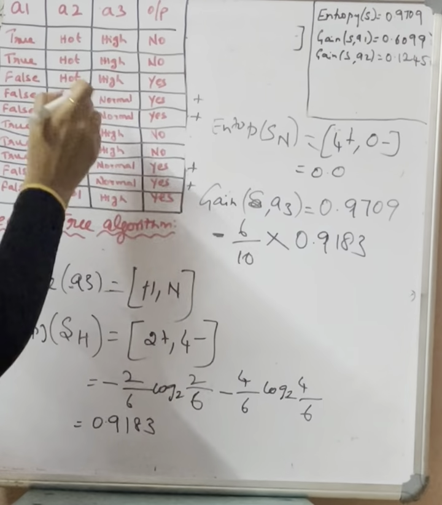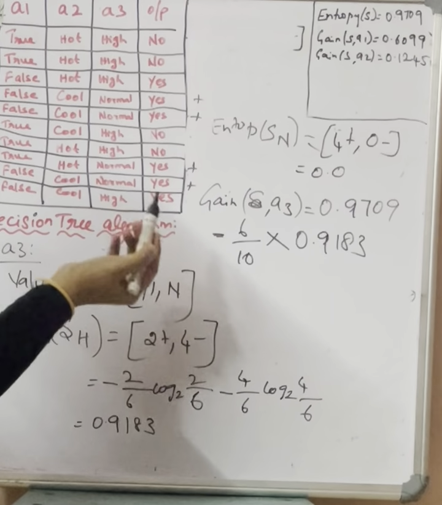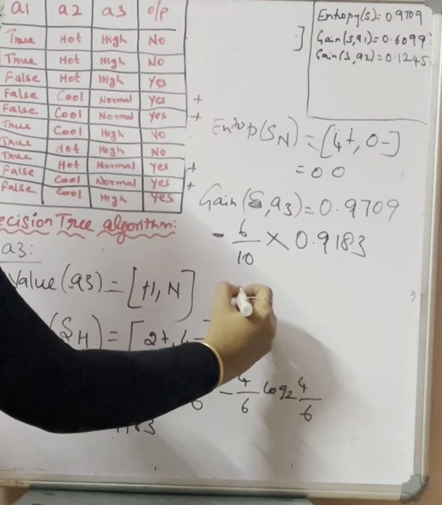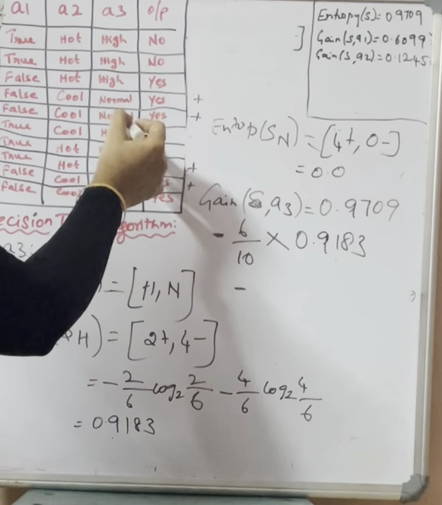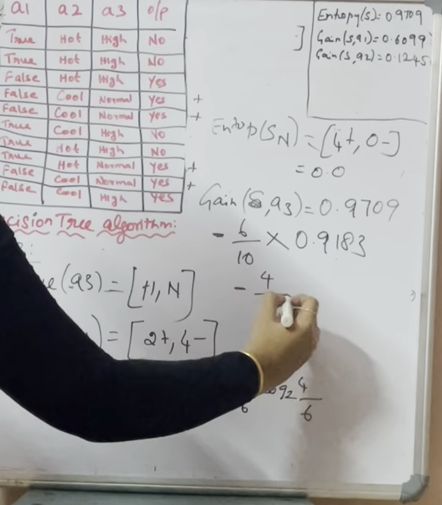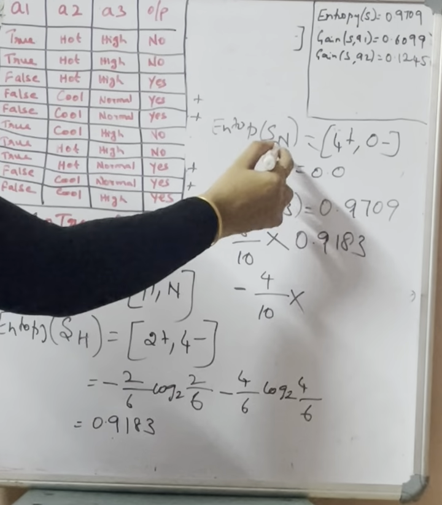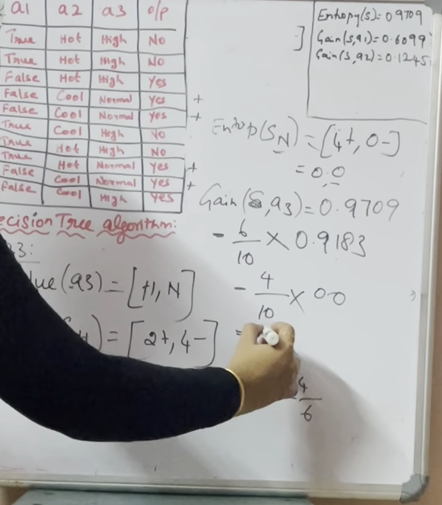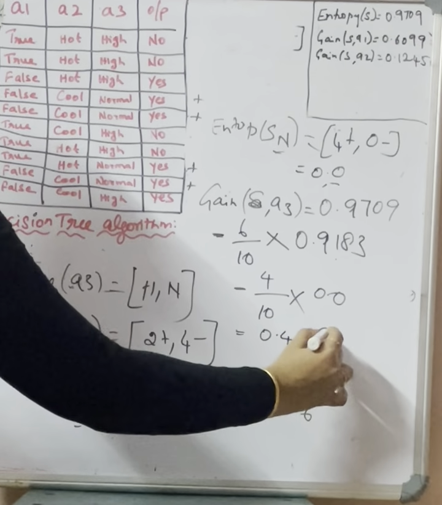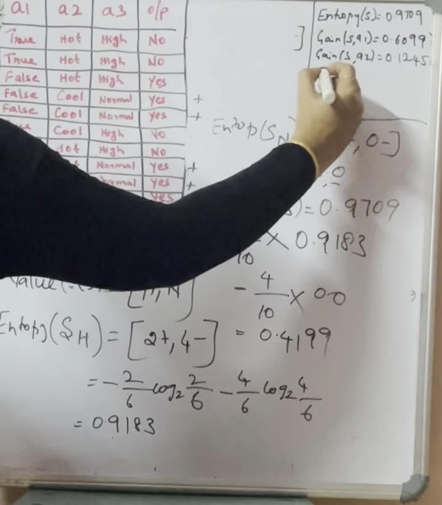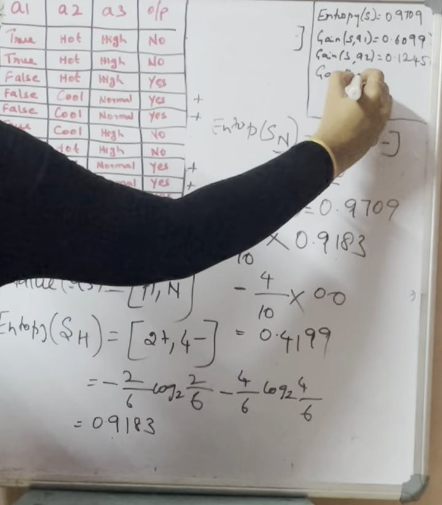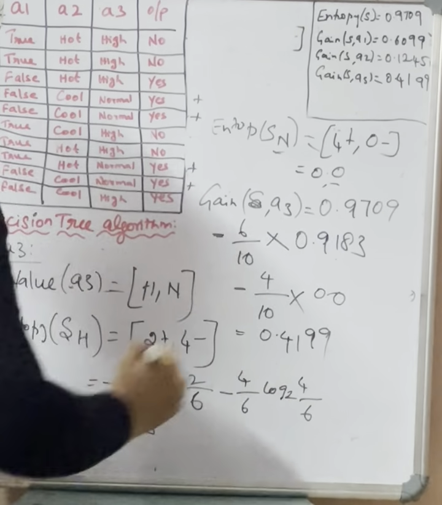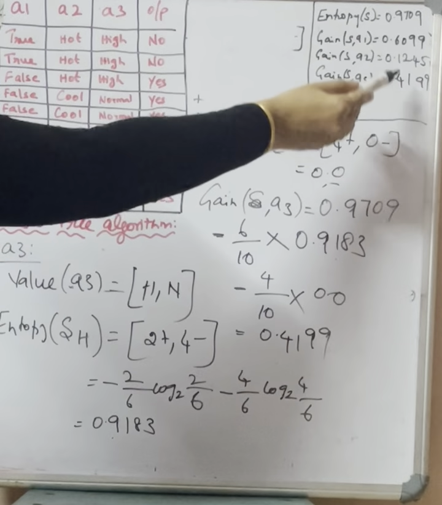So how many hot values do you have? 1, 2, 3, 4, 5, 6. That's why I have written 6 out of 10, and the entropy of that hot value, and minus, how many normal? 1, 2, 3 and 4. So 4 normal out of 10 into, what is the normal entropy value? It is 0.0. So what is the final outcome if I calculate this? 0.4199. So the gain of S comma A3 is nothing but 0.4199.